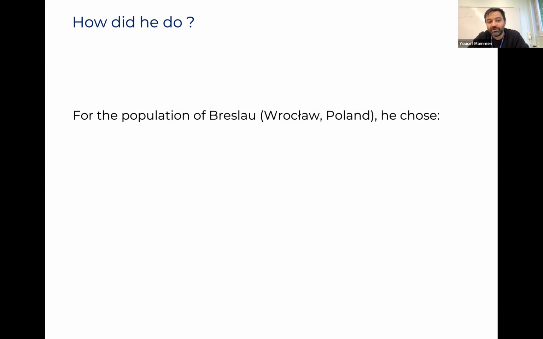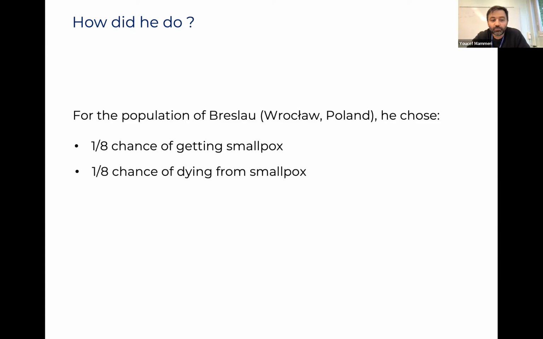And from the data he had, he was able to compute the probability of getting smallpox, the infection. He computed that you have a 1/8 chance in this population to get smallpox, and that you also have a 1/8 chance of dying from smallpox. And he also computed that if you are inoculated, you only have a 1/200 chance of dying.